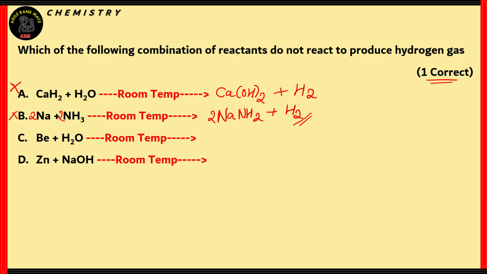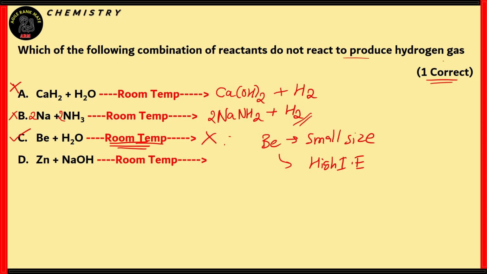Option C, Be plus H2O. Now this will not give anything because of the small size of beryllium and also due to the high ionization enthalpy, making it hard to react. It does not react at room temperature. So we will have to increase the temperature in order for it to react, and so option C does not produce anything, which means it does not produce hydrogen gas, so option C would be correct.